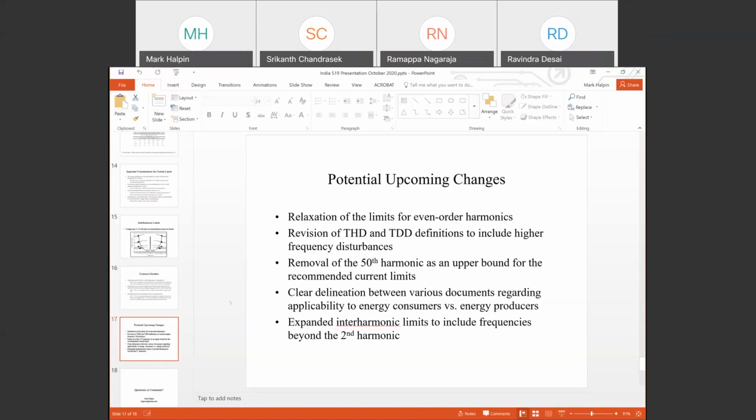We're trying to implement a very clear delineation between the different documents that apply for harmonic control that relate to energy consumers versus energy producers. You may be familiar, for example, with IEEE 1547, which is for distributed energy resources. There are harmonic limits given in that document, but that is for energy producers. 519 is for energy consumers, and we're going to try to really make that point clear. And we're also working hard to expand the interharmonic recommended limits beyond considerations that are just limited to light flicker.